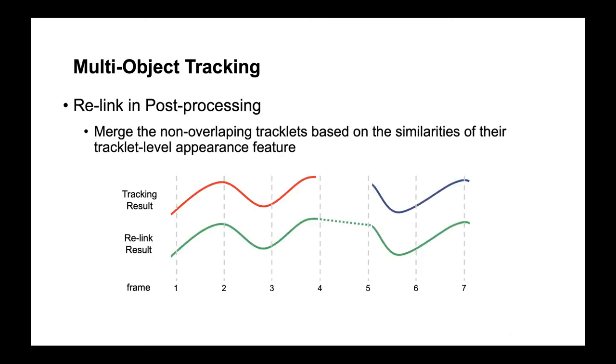To minimize the accumulated errors in long-term tracking, one common practice is that the unmatched predictions are kept for only a limited number of frames. However, this often results in broken trajectories when an ID reappears after a long period of occlusion. Thus, we further incorporate post-processing strategies to link these broken tracklists. Specifically, we adopt a greedy algorithm to merge the non-overlapping tracklists based on the similarities of their tracklist-level appearance features.